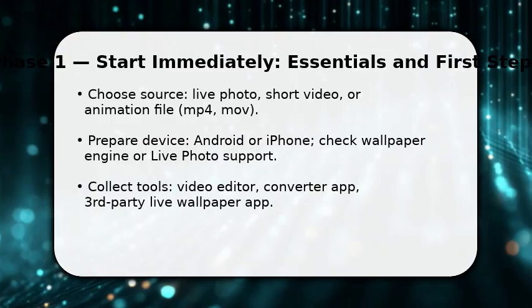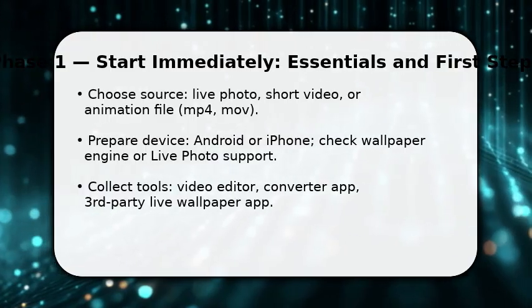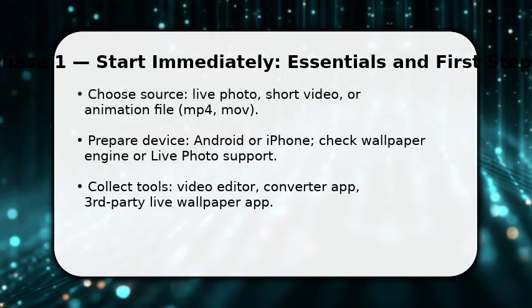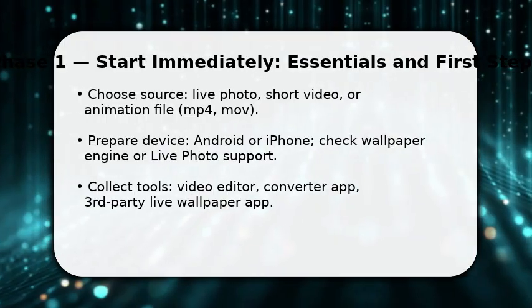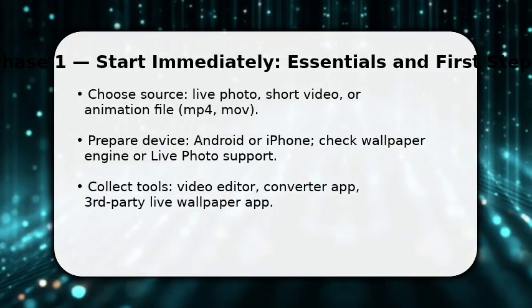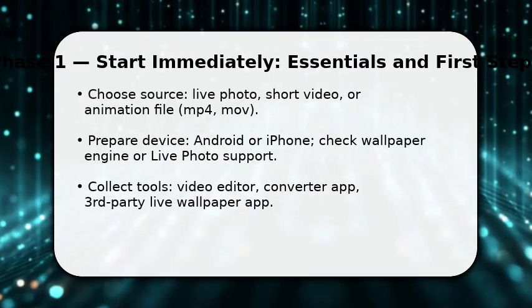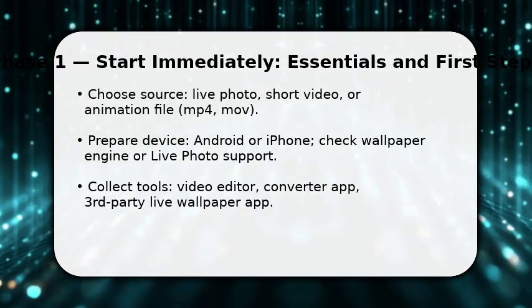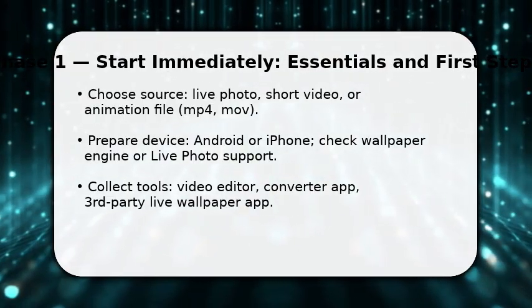Once chosen, trim the clip to 3/8 seconds so it loops smoothly, and convert frame rate to 30 FPS if necessary. You'll use a simple video editor and a converter app. This reduces file size and prevents stutter, which keeps the wallpaper responsive and battery-friendly.